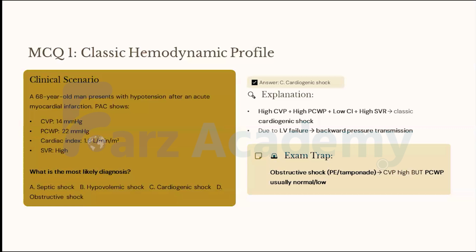If it is an obstructive shock, then CVP will be high, but PCWP will be low. So pulmonary capillary wedge pressure based differentiation of different shocks has to be read well.